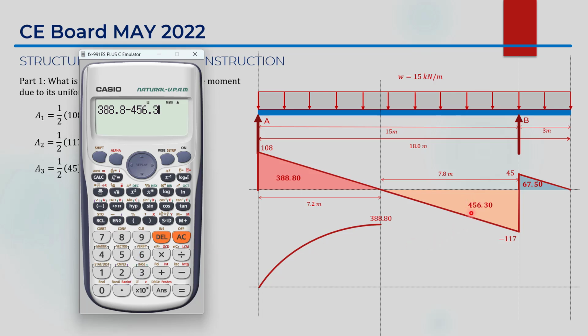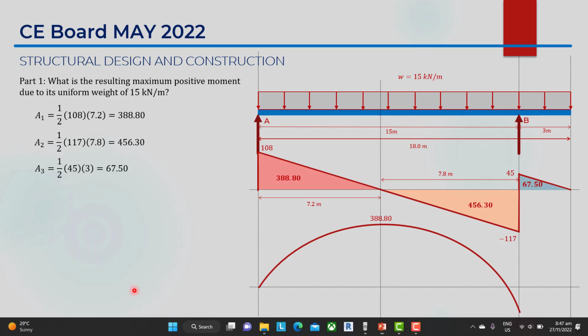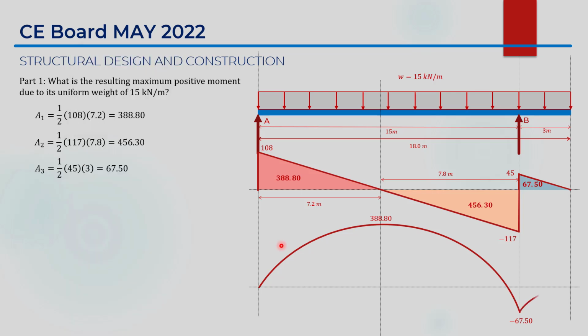456.3. Minus kasi this is negative. Kung positive yan, hindi aangat tayo plus. So, since this is a negative 1, minus 456.3, we have negative 67.5. Yon. And then, what will happen next? Okay, 67.5. Tapos itong area naman ito, that is positive. So, 67.5 plus 67.5. That is 0. And, pupunta ka ngayon sa 0. Okay? Ayun na, yung ating moment diagram.